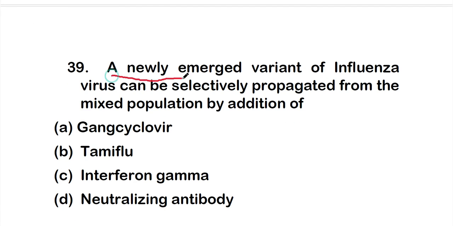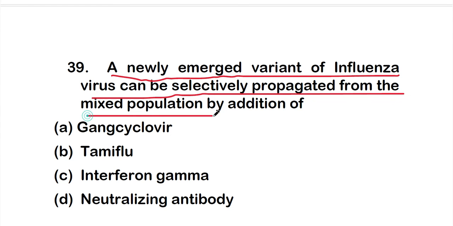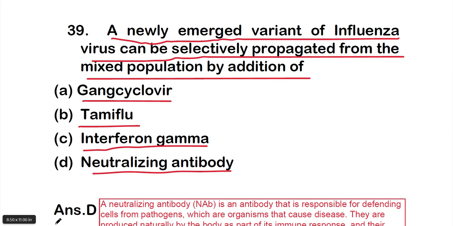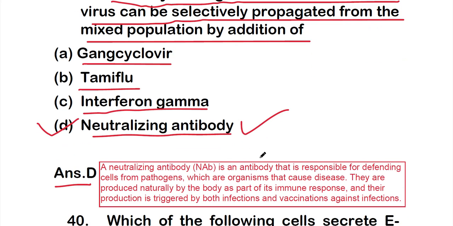A newly emerged variant of influenza virus can be selectively propagated from the mixed population by addition of option A ganciclovir, option B Tamiflu, option C interferon gamma, or option D neutralizing antibody. The right answer is option D, that is neutralizing antibody. So a newly emerged variant of influenza virus can be selectively propagated from the mixed population by addition of neutralizing antibody. And what is neutralizing antibody?